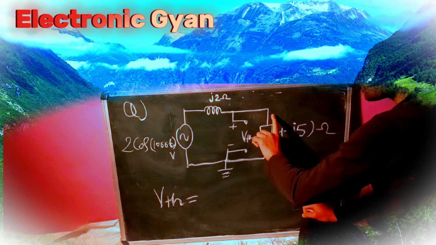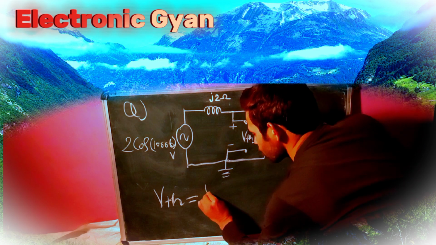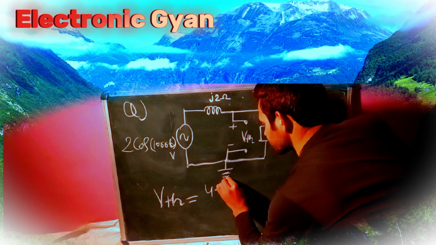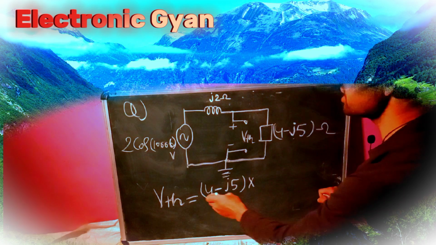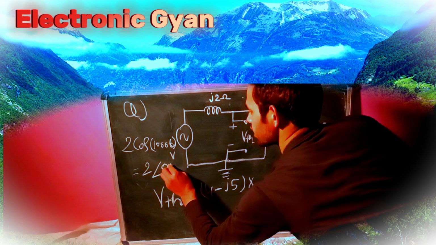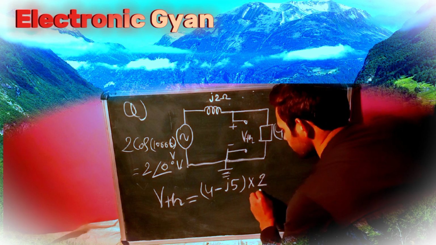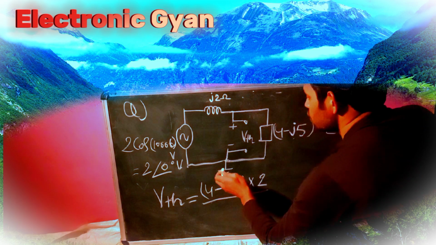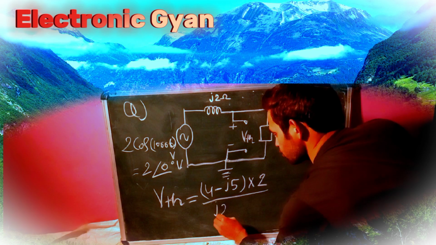By applying the voltage division rule across this impedance, which is nothing but 4 minus j5 into what? This is 2. If you see in polar form, this is 2 angle 0 degree volt. So this is nothing but 2 divided by the total impedance.